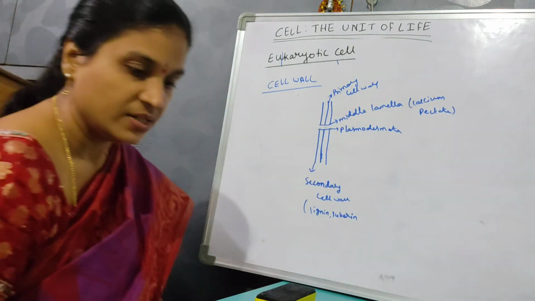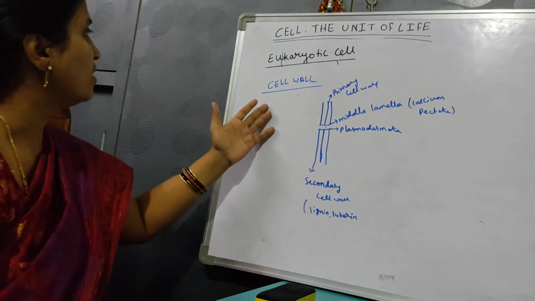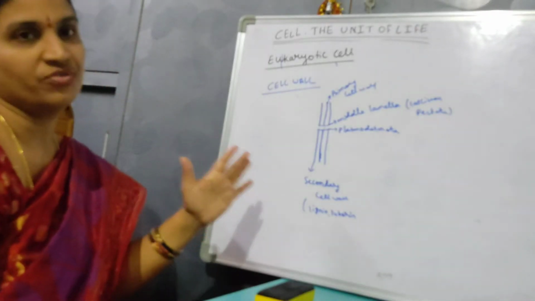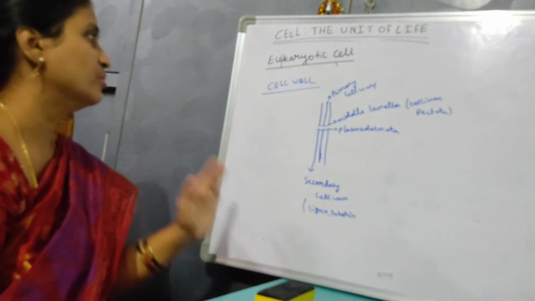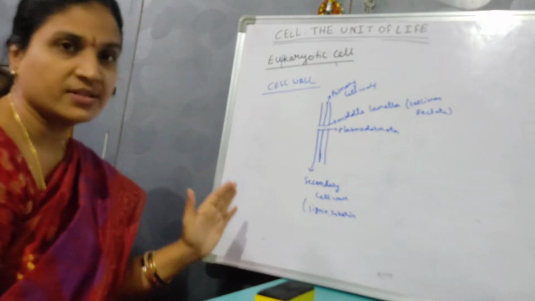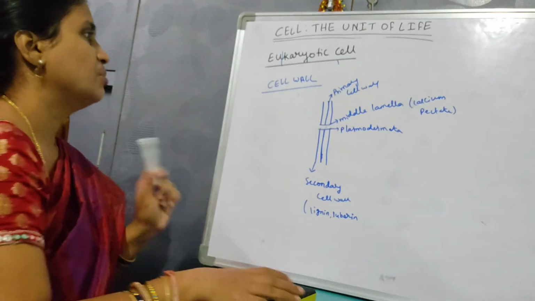This is about the cell wall, which is the outermost layer of the plant cell, and it is a permeable layer. It is going to give mechanical support, structure and shape to the plant cell. This is about the cell wall.